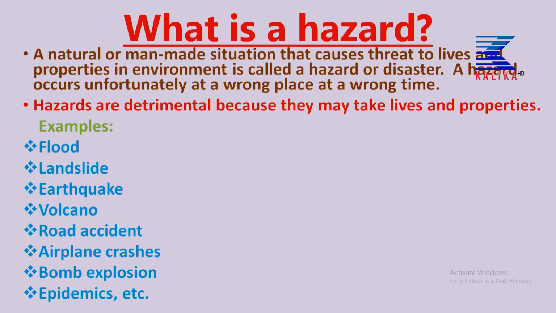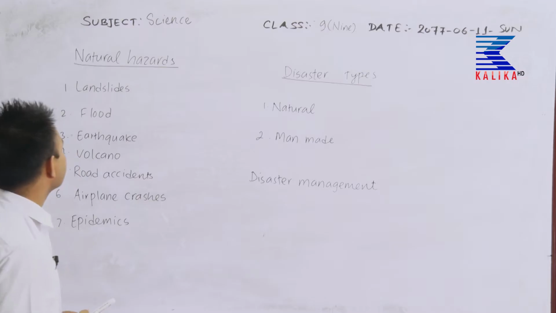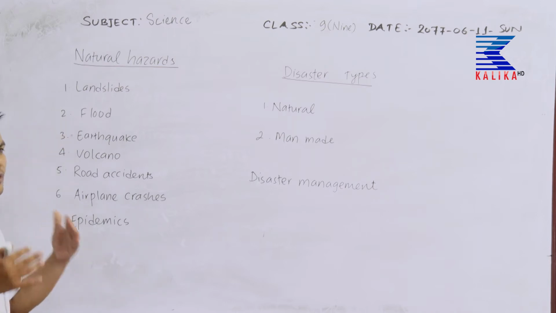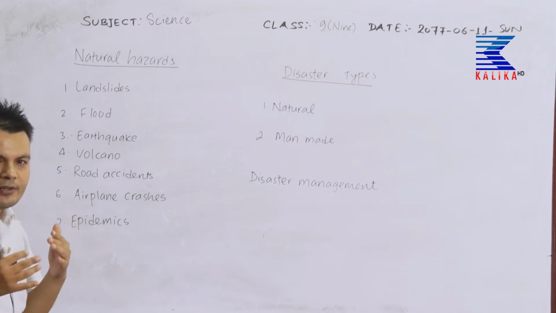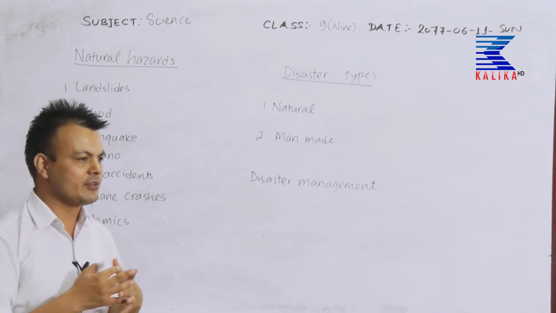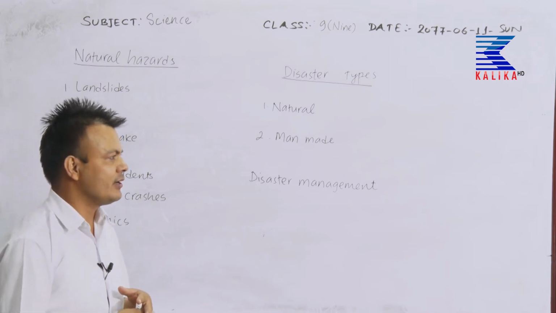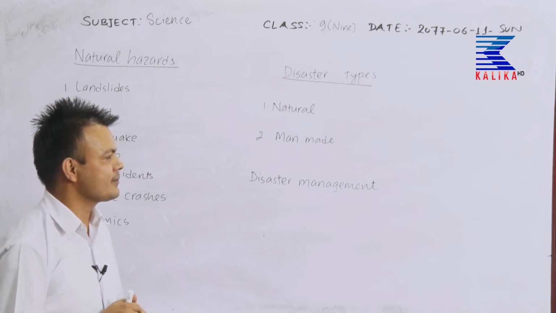Some examples of the hazards are flood, landslides, earthquake, volcano, road accident, airplane crashes, bomb explosion, epidemics, etc. So have a look on the board. I'll be explaining one by one to some extent. Nepal is very popular, a country famous for natural hazards, especially landslides and floods, avalanche, etc., even road accidents.